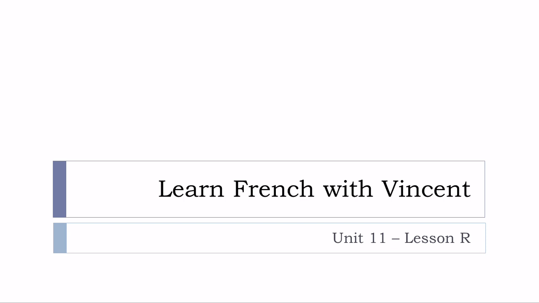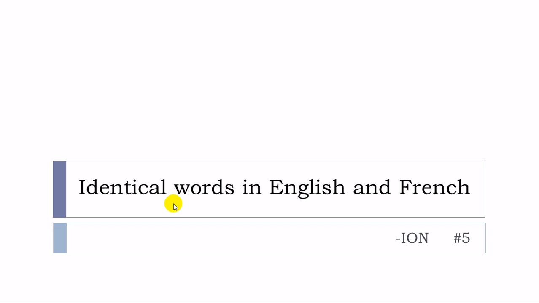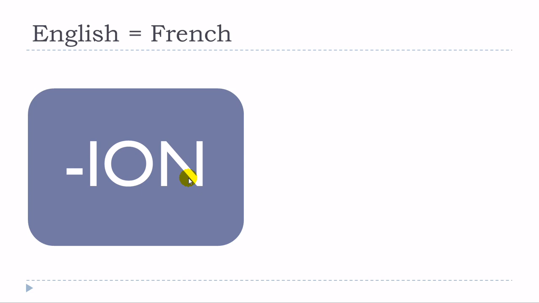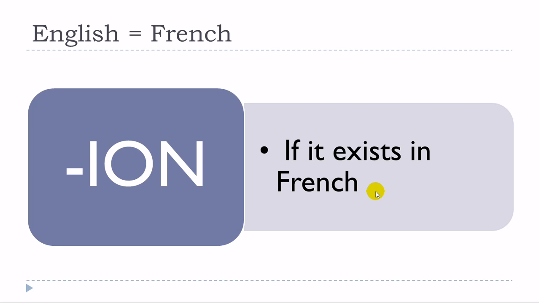Bonjour à tous and welcome to Learn French with Vincent, and this is Unité 11, Leçon R. And in this lesson, we'll continue the thing that we've been starting 4 videos ago. So the topic is identical words in English and French, and we'll only focus on the E-O-N, so the words that will end with E-O-N in English, and that will be the same in French, but then keep in mind that, of course, it must exist in French, because it's not the case for all the words in E-O-N, so be careful.